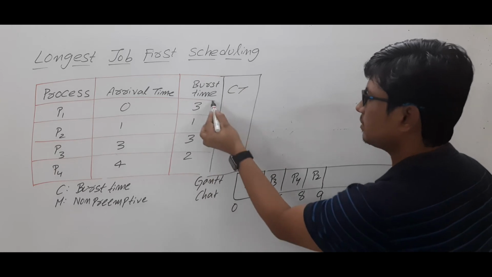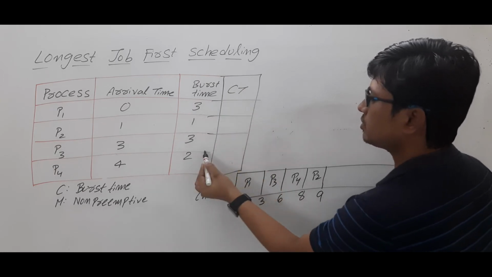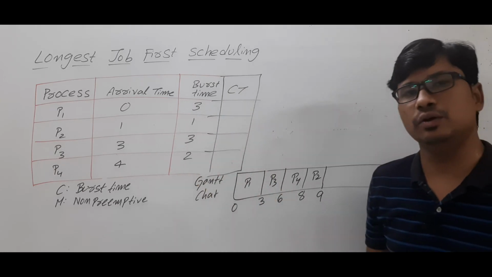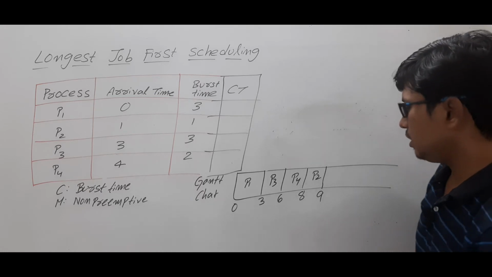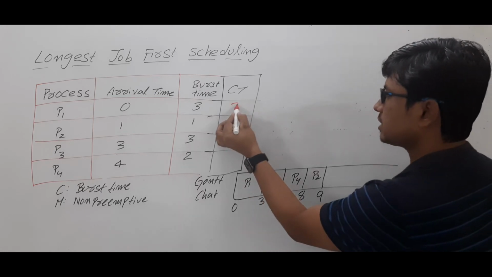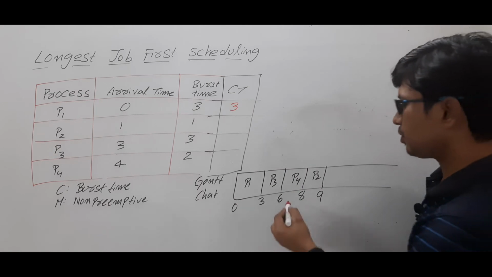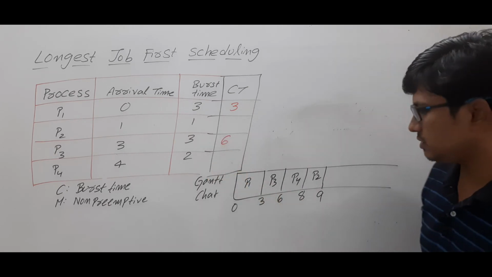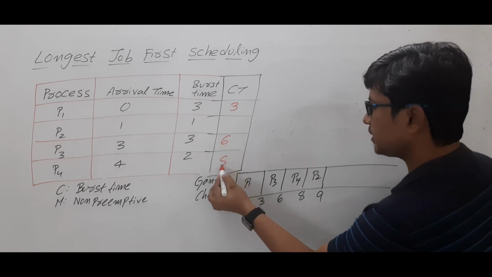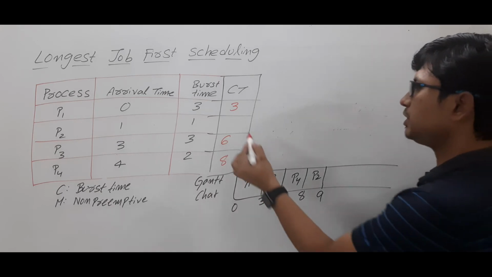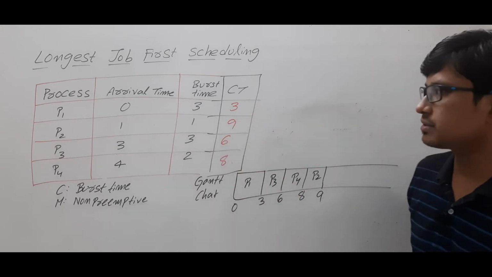The completion time means the time at which the process has completed its task and gone to the terminated state. Look at process P1. It has completed at 3 units of time. Process P3 has completed at 6 units of time. Process P4 completed at 8 units of time. Process P2 has completed at 9 units of time.